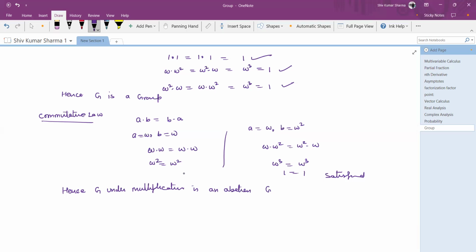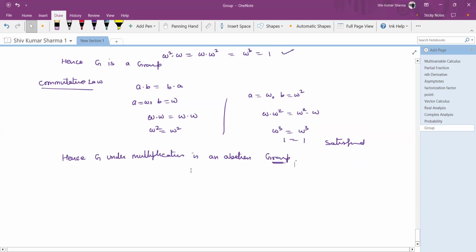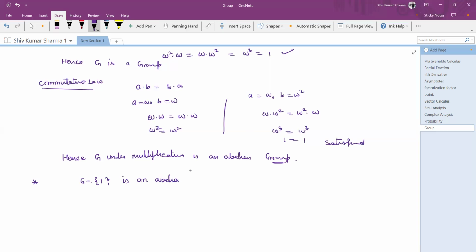Okay, so remember, these are the questions for a finite group. Now we take some examples related to finite groups. G is equal to the singleton set {1}. G equal to {1} is an abelian group.